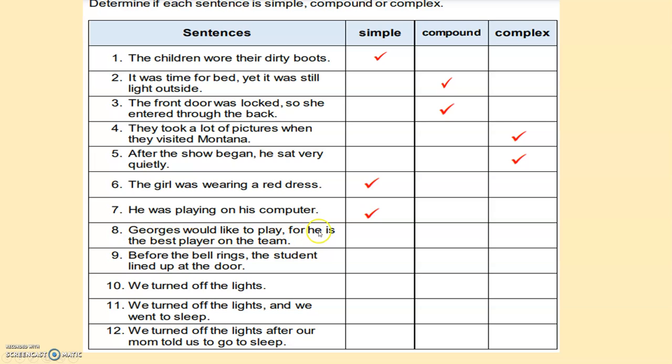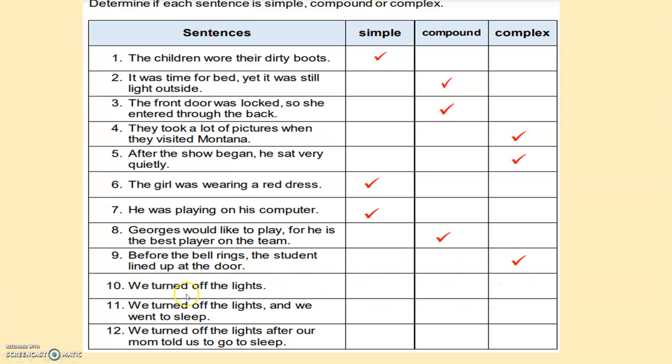George would like to play for he is the best player on the team. So George would like to play. It makes sense. He is the best player on the team. Makes sense by itself. So what will it be? It is two independent clauses, children. So independent clauses, joined by a coordinating conjunction. So what will it be? Compound sentence. Before the bell rings, the students lined up at the door. So the students lined up at the door makes sense. But before the bell rings, it doesn't make sense. So dependent and independent. So what will it be? It will be complex.